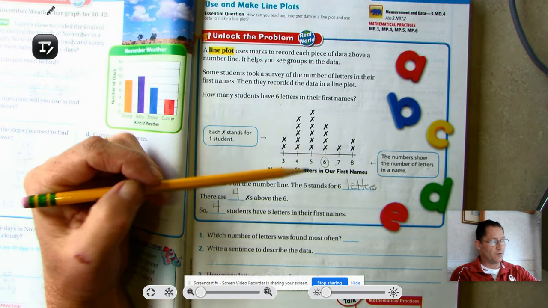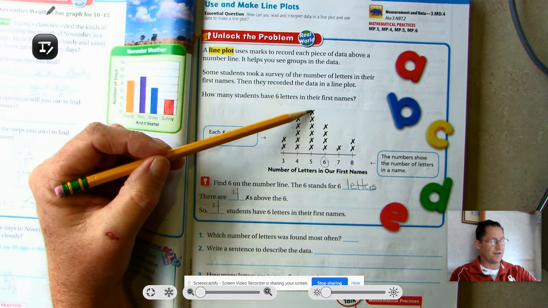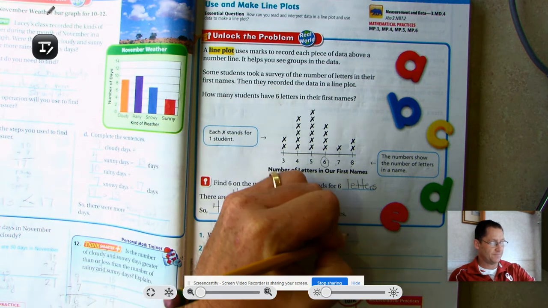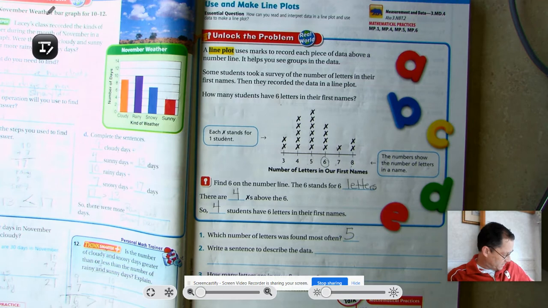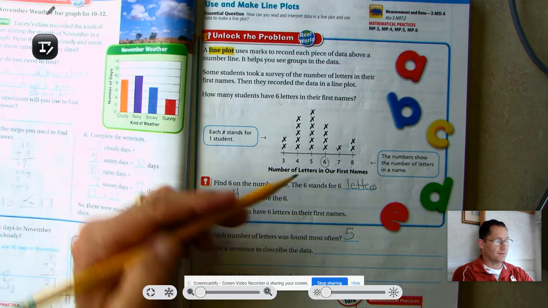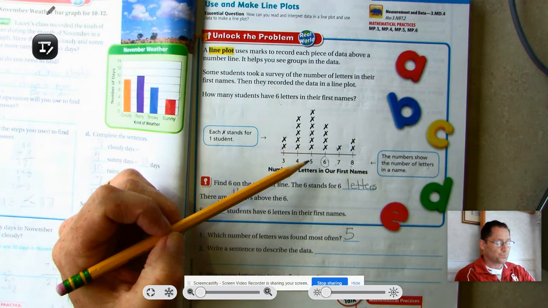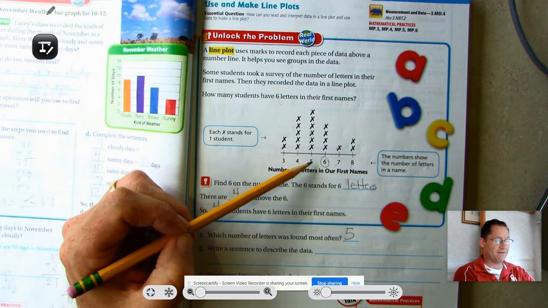Which number of letters was found most often? So here would be the one that has the most X's. And so that would be right here. So 5. Sorry, the most students had 5 letters in their names.